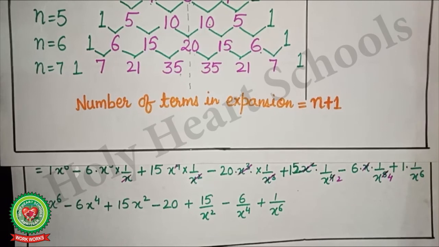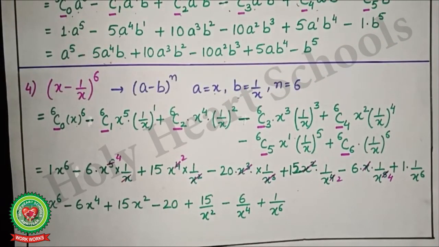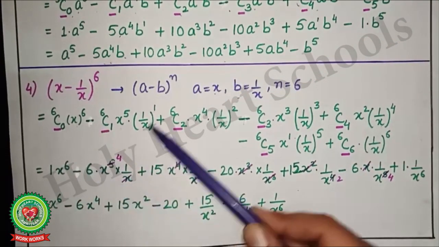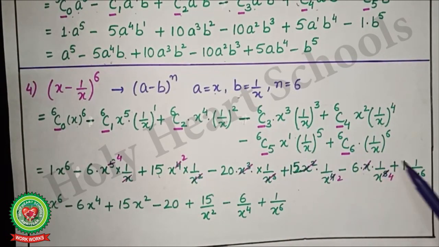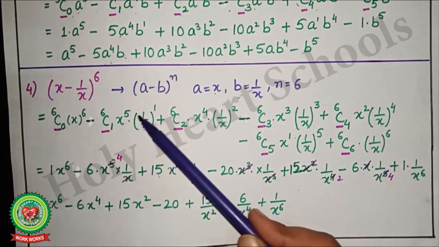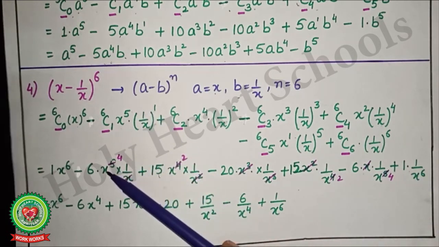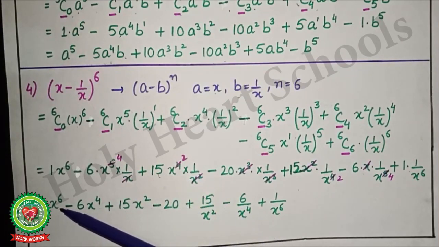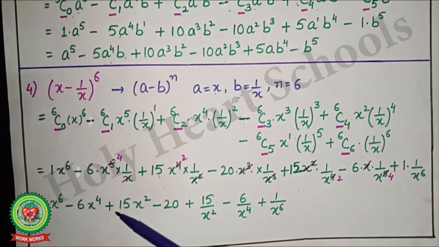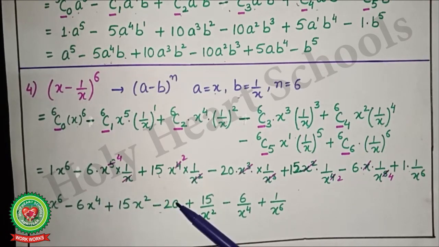So when you put the values, you will get like this. 1, here 6, 15, 20, 15, again 6 and 1. Now on simplifying these terms, cancelling is possible. So do the cancelling like this. We'll get the final answer as x raised to power 6 minus 6x raised to power 4 plus 15x square minus 20 plus 15 upon x square minus 6 upon x raised to power 4 plus 1 upon x raised to power 6.